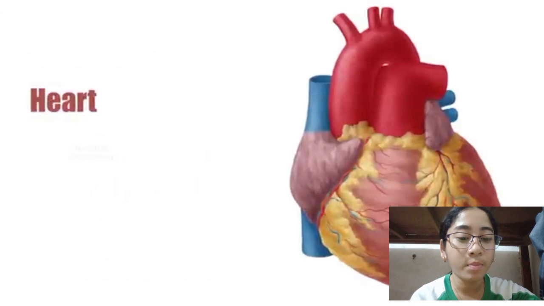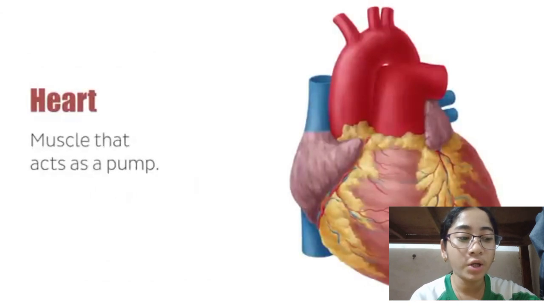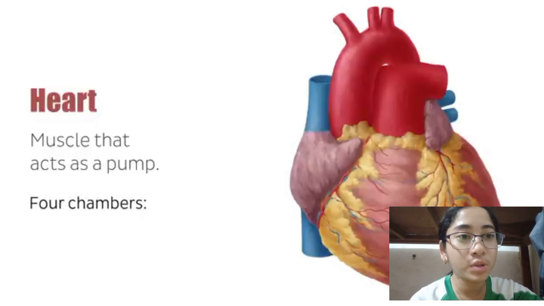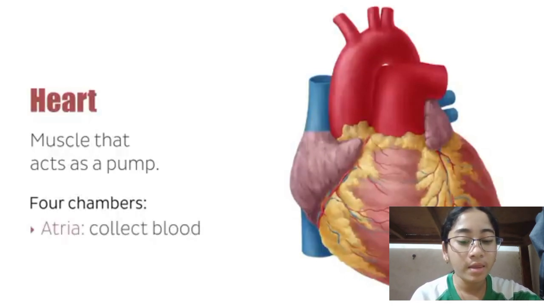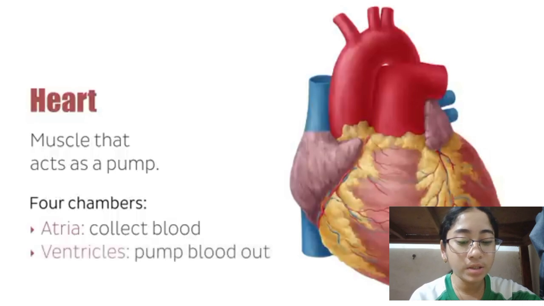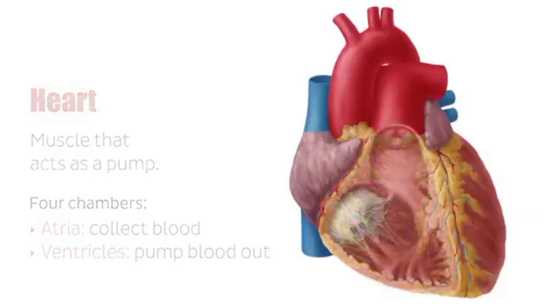The heart is a muscle that acts as a pump through electrostimulation. It beats and pushes the blood around the entire body through the circulatory system. The heart is comprised of four chambers that consist of two pairs on the right and the left sides of the heart. The atria collect blood returning to the heart, while the ventricles pump blood out of the heart.